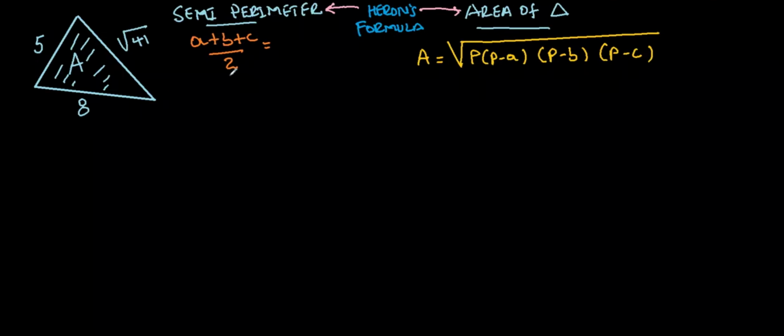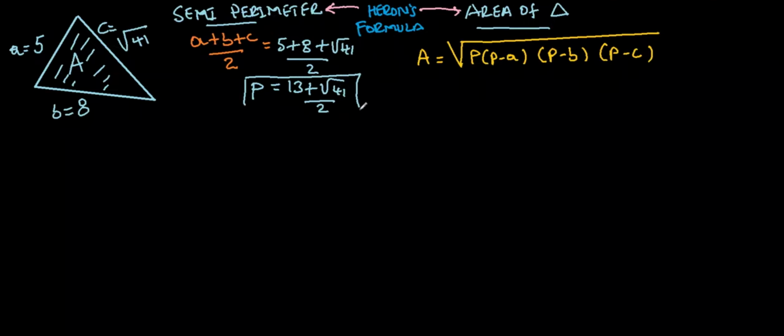A, B, and C represent the sides of the triangle. So in this example, this one is A, this one is B, and this one is C. If such types of things are given, you have to use this formula. So A is 5 and B is 8, and C is the square root of 41 over 2. Then it will be 13 plus the square root of 41 over 2. This is the value of P, or semi-perimeter. Semi-perimeter means half of the perimeter.